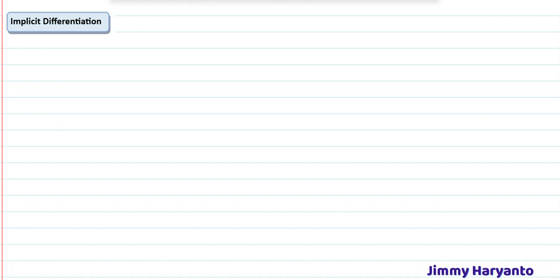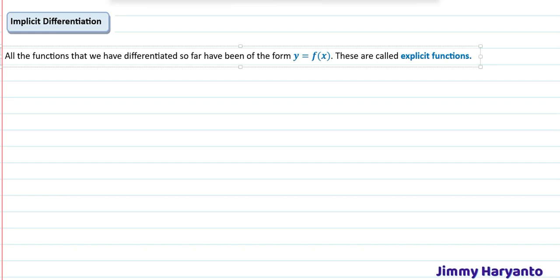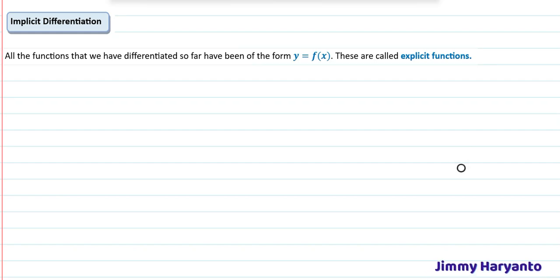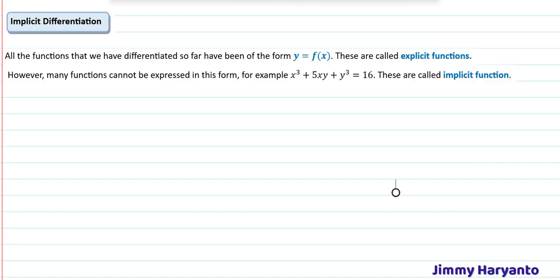Hello guys, we'll go to the last section of the chapters. It is called implicit differentiation. All functions that we have differentiated so far have been in the form of y equals f(x). This is called explicit functions, or you can say that you only know how to differentiate the x. However, many functions cannot be expressed in this form.